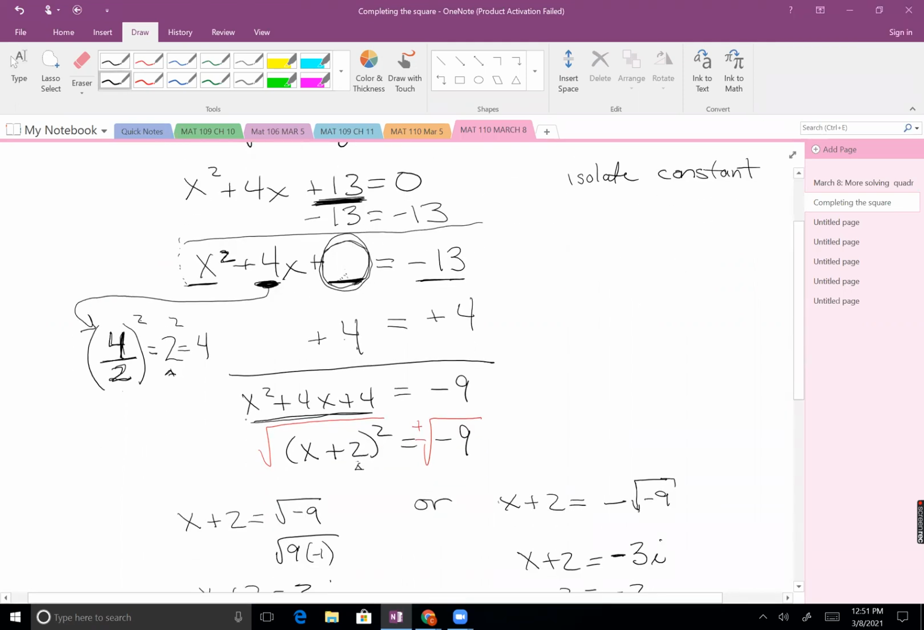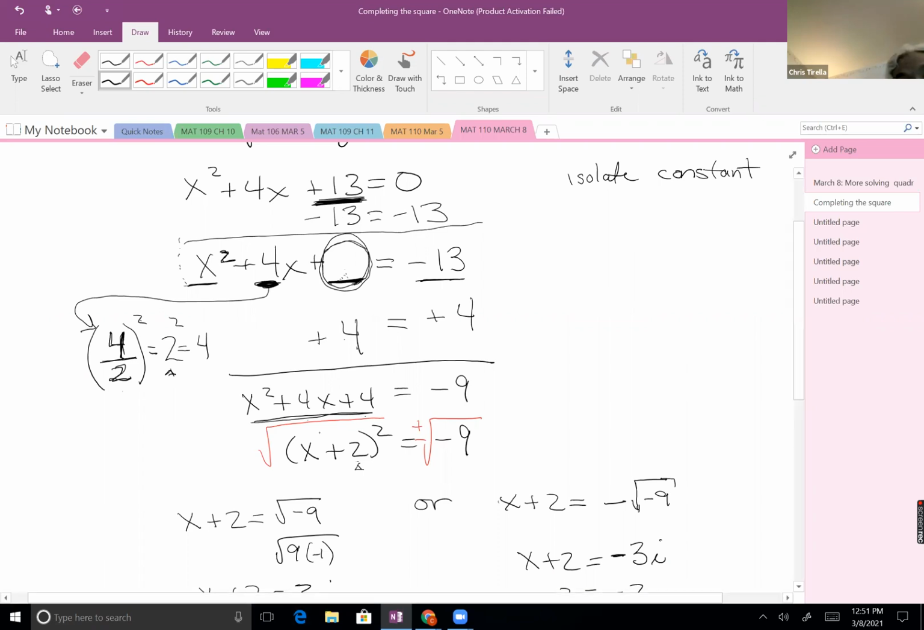So that gives me x squared plus 4x plus 4 equals negative 9. The reason we wanted that to be a perfect square trinomial was so that we could factor it. That factors into x plus 2 times x plus 2, or x plus 2 squared.